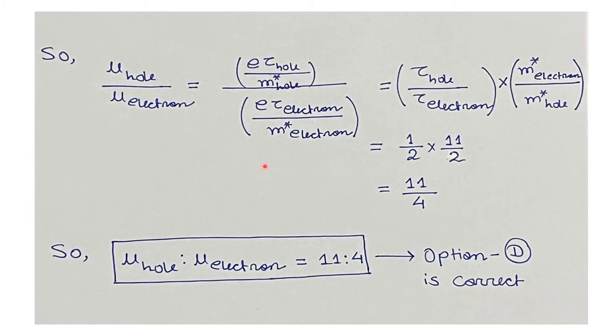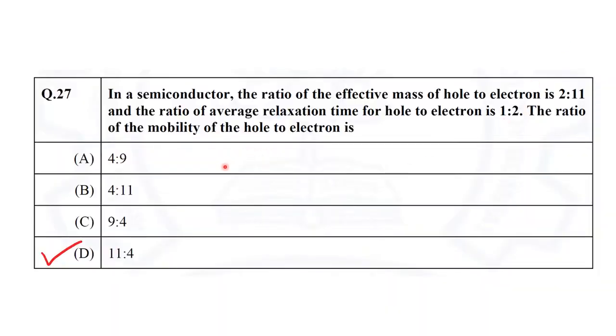So after taking the ratio, we will get mu hole by mu electron equals tau hole by tau electron multiplied with m star electron by m star hole. Now in the question it is given tau hole by tau electron is 1/2 and m star electron by m star hole is 11/2. So ultimately multiplying this we will get 11/4. So our result for mu hole to mu electron is 11:4. So among the four options, option D, that is 11:4, is the correct answer for our question.